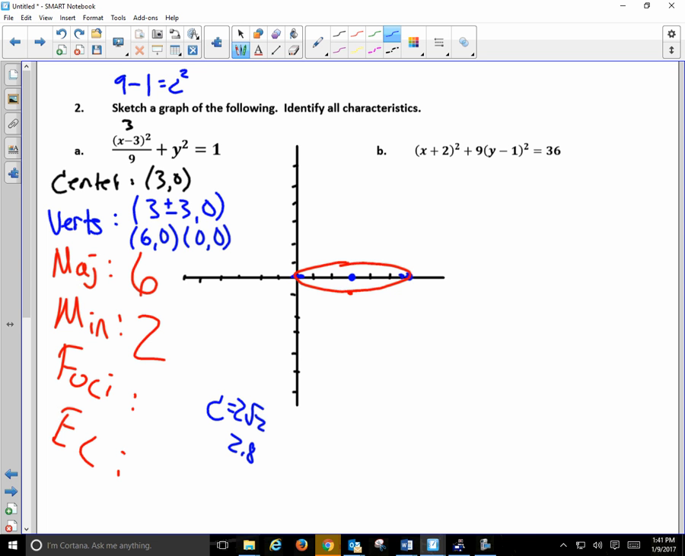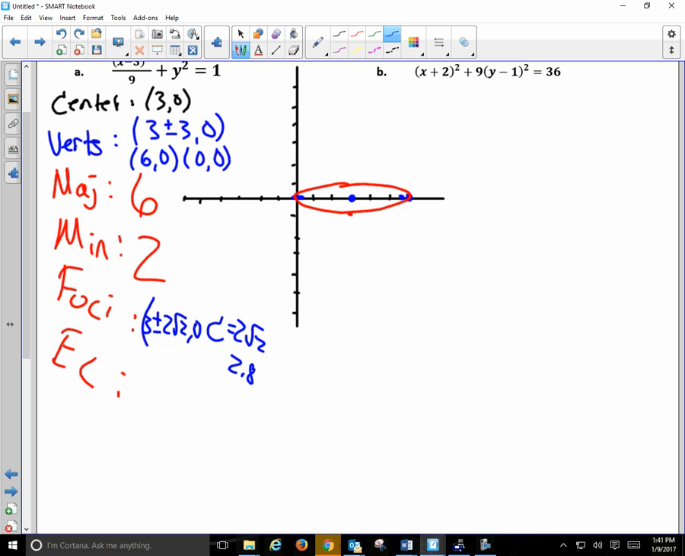Again, here's a mistake that people make on the test. For the foci, they write plus or minus 2 roots of 2, 0. Not quite. You have to have that 3 in front. From the center, it shifted 3 plus or minus 2 roots of 2. So I'll write that out so you can see better: 3 plus or minus 2 roots of 2, 0. If you like to write 3 plus 2 roots of 2 and 3 minus 2 roots of 2, that's fine.